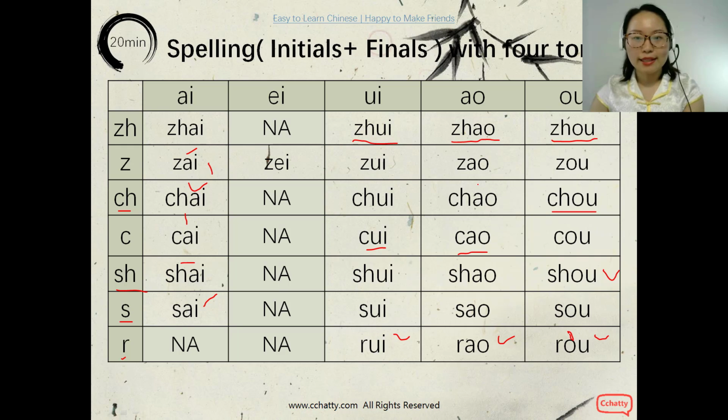Okay. And now it's our turn. I'll choose them and you pronounce. How about this one and the third tone? 很好，非常好。嘴，嘴 means mouth, your mouth. Okay. And how about this one and the first tone here? 非常好, very nice. 超, 超. And the last one, how about this one and the last tone here? 睡, 睡 means go to sleep. 睡, sleep. Okay, these are the spellings.